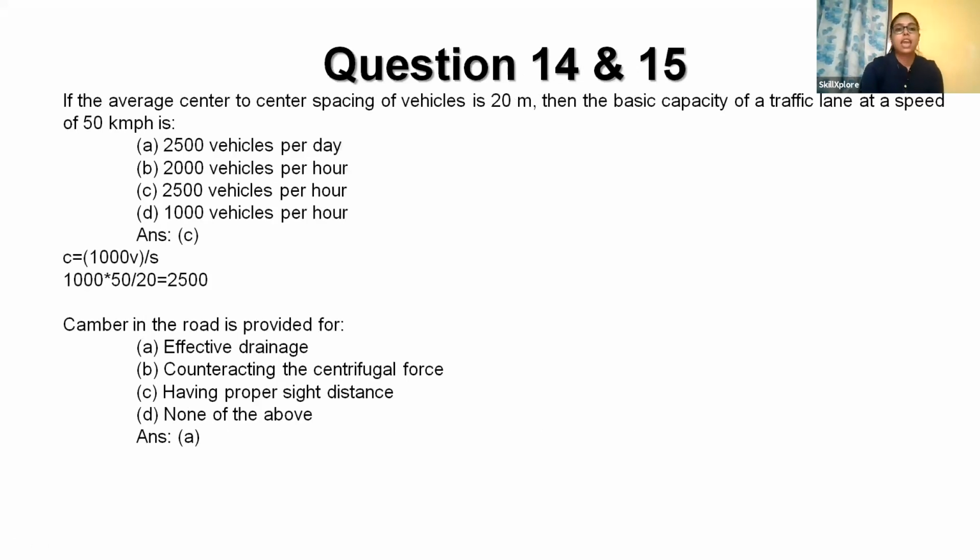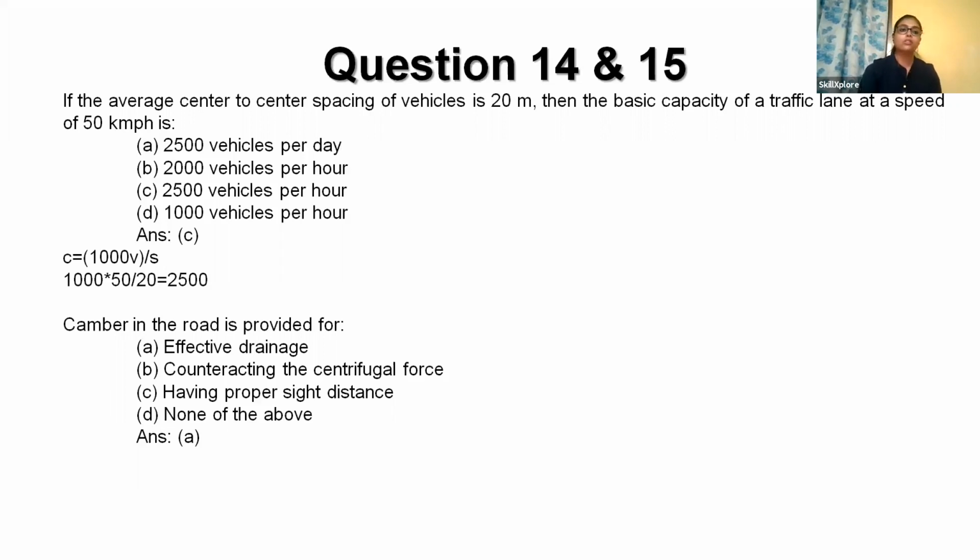Next is, if the average center to center spacing of vehicles is 20 meters, then the basic capacity of a traffic lane at the speed of 50 km per hour is. So for this, we have to know the basic capacity formula. C is equal to 1000 V divided by S. Here V is the design speed, given as 50 kilometers per hour, and S is the stopping sight distance, the center to center distance between the vehicles.